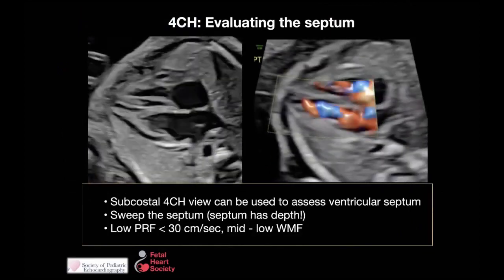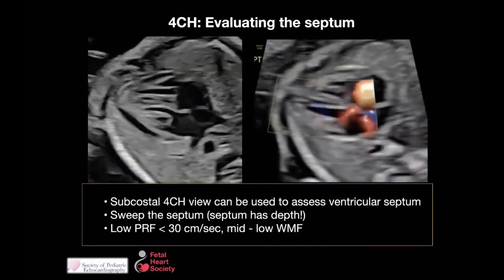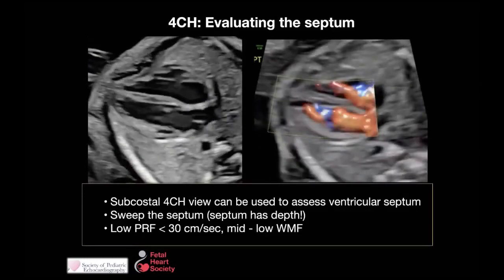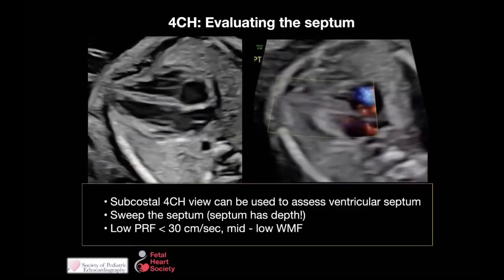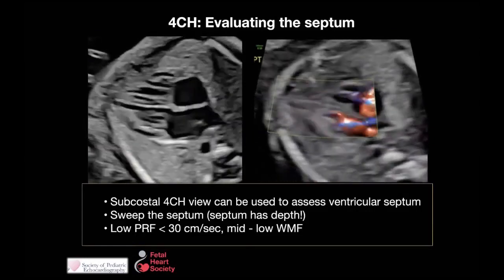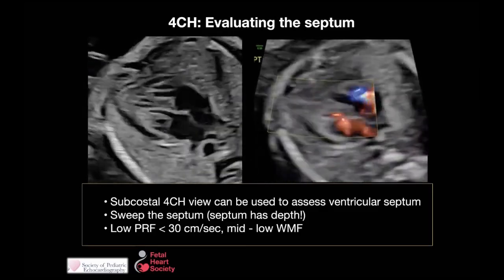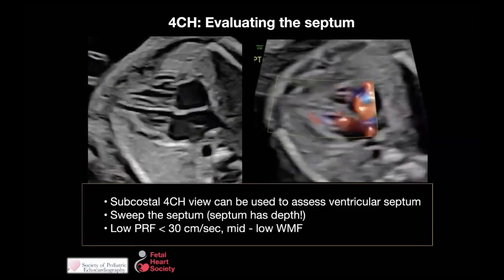So as I mentioned earlier, angle of insonation is key. When evaluating the septum, the subcostal four-chamber view is the best to assess the interventricular septum. You want to sweep the septum, because remember, the septum has depth, starting from the four-chamber and going all the way up to the outflows. And keep your color box small just to focus on the region of interest, with a low PRF of less than 30 centimeters per second, and a mid to low wall motion filter.